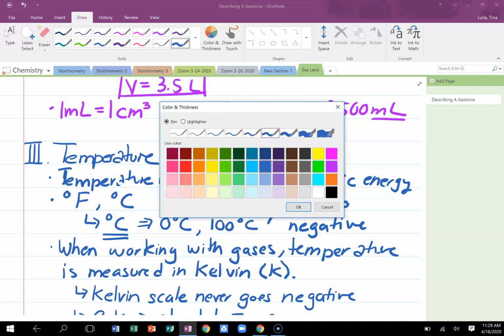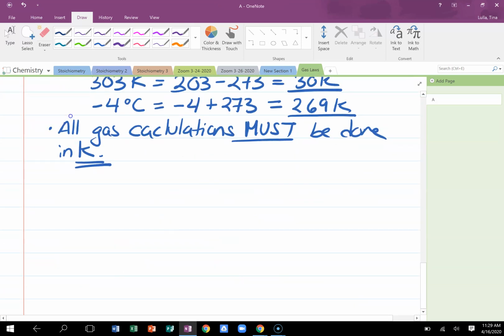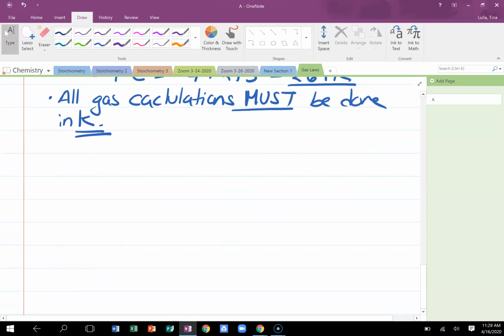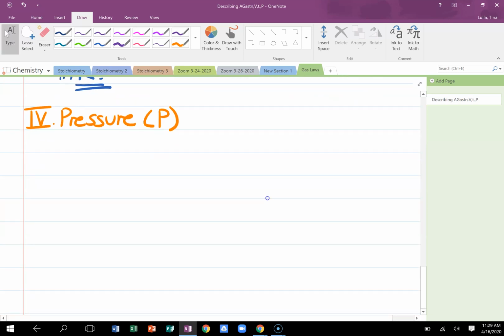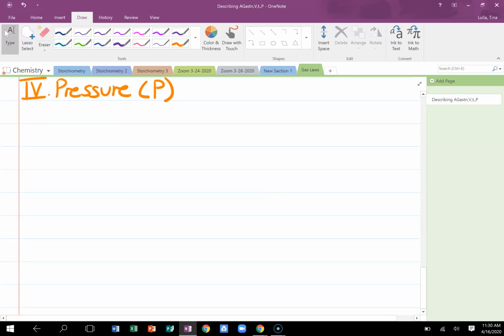All right, awesome. So we're on to our last one. Let's go ahead and go orange for that. So we talked about amount being measured in moles, volume always being measured in liters, temperature always being measured in Kelvin. And now we're on to the last one, which is pressure. So we learned that gases are able to exert pressure. Pressure is represented with a capital P. I'm not sure if lowercase p is something different, but for now we're going to just use our capital P.